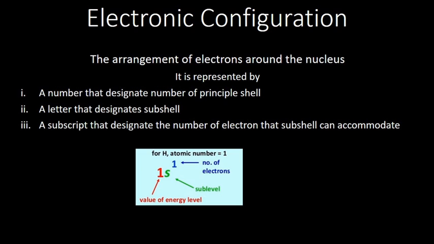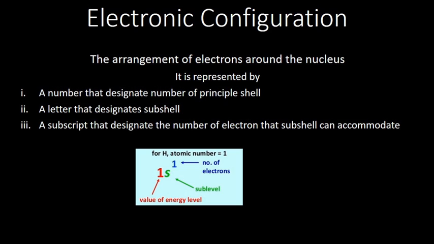Now electronic configuration: the arrangement of electrons around the nucleus is what we represent as electronic configuration. Normally, how do we represent it? First we write the number of the principal shell, n equal to 1, 2, 3. So if an electron is in the first energy level, we write 1. The second one is a letter, which tells the subshell: s, p, d. And then we write a superscript that designates the number of electrons in that orbital.